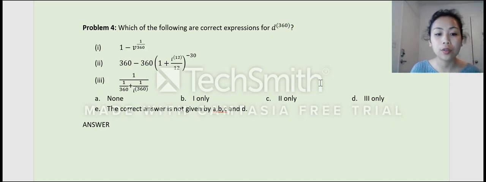So here we are going to justify one by one. They give you 3 formulas and they ask you which formula is correct for d^(360). We might have more than 1 correct formula. So what we have to do is check one by one. Now we check the first formula.